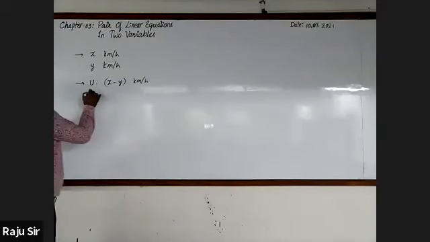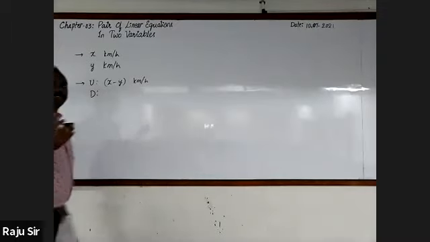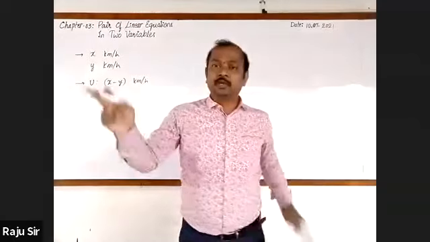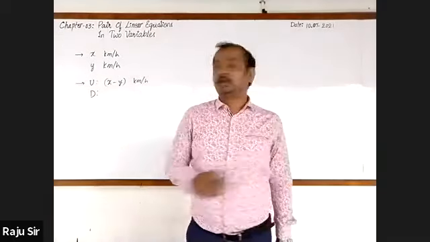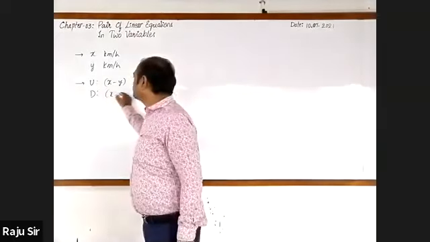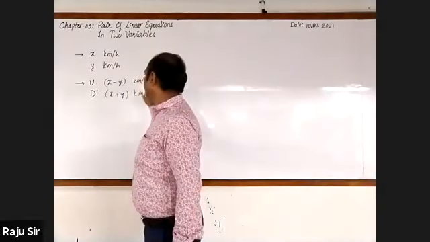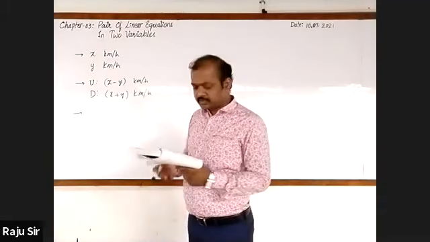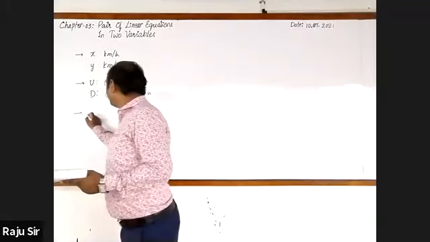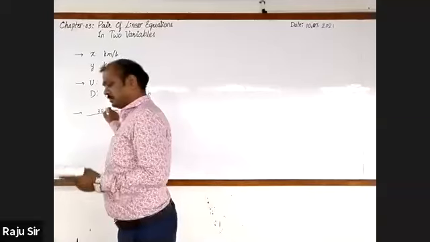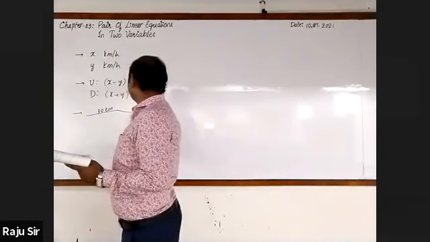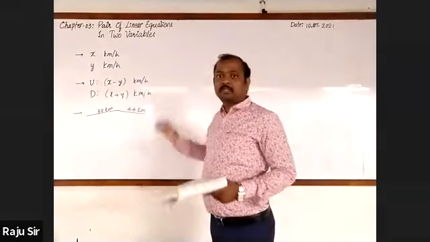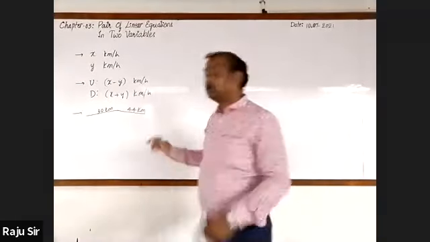Then what is the speed of the boat in downstream? We know that in case of downstream, along with its speed, even the running water speed is also added, so it will be x plus y kilometer per hour. Then after that, we took both situations. In the first situation, the boat goes 30 kilometer upstream and 44 kilometer downstream. To cover this much distance, it takes a total of 10 hours.